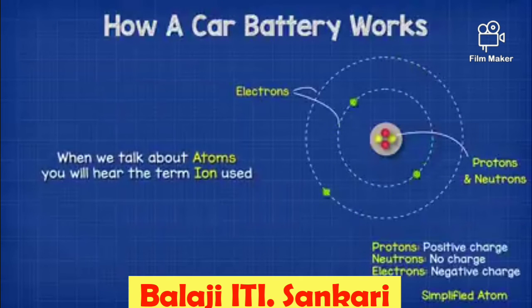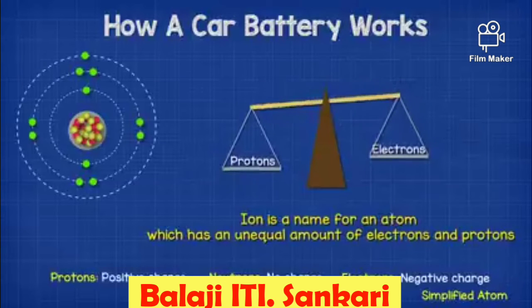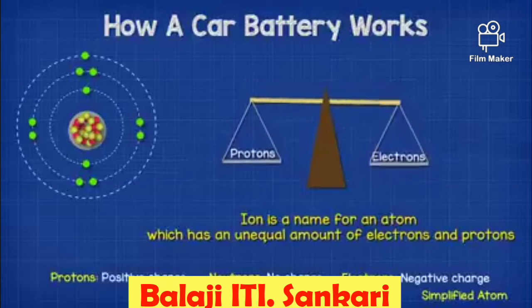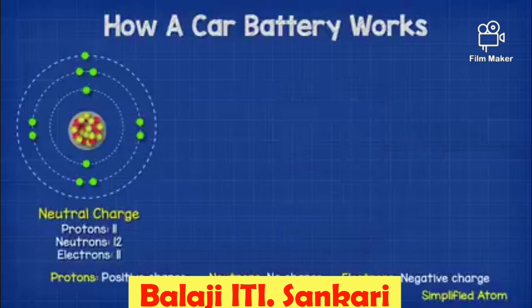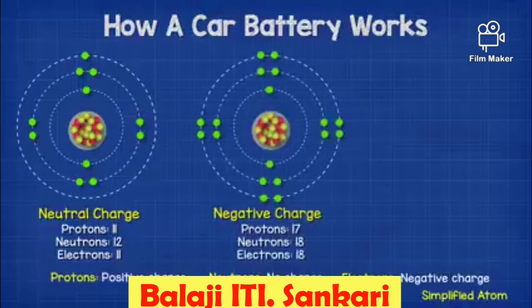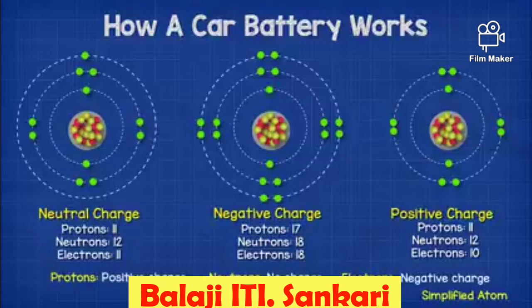When we talk about atoms, you will usually hear the term ion used. An ion is an atom which has an unequal number of protons or electrons. An atom has a neutral charge when it has the same number of protons and electrons, because the protons are positively charged and the electrons are negatively charged, so they balance out. If the atom has more electrons than protons, then it's a negative ion. If the atom has more protons than electrons, then it's a positive ion.